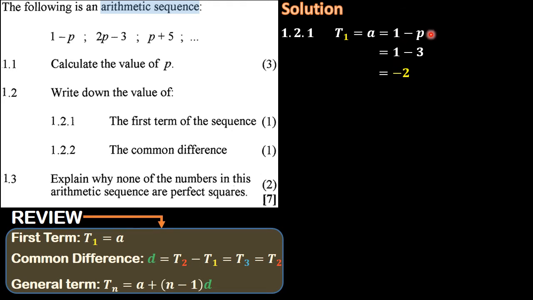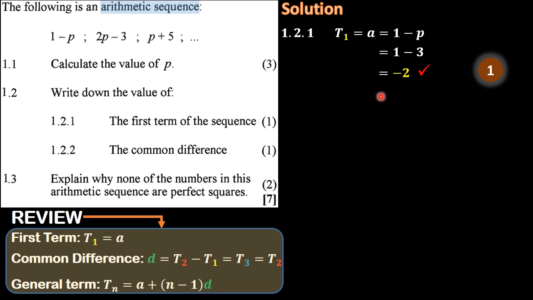Okay, this was very simple. As long as you know the value of p, then you can determine the numeric sequence. The first term will be 1 minus 3, which is a equals minus 2. Then you get a mark for that. This is the 1 mark that you'll get for answering this one. Now let's go to the second one.